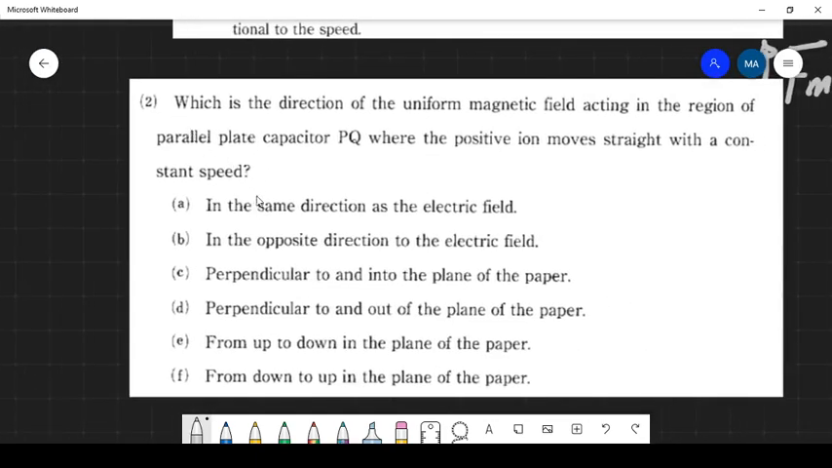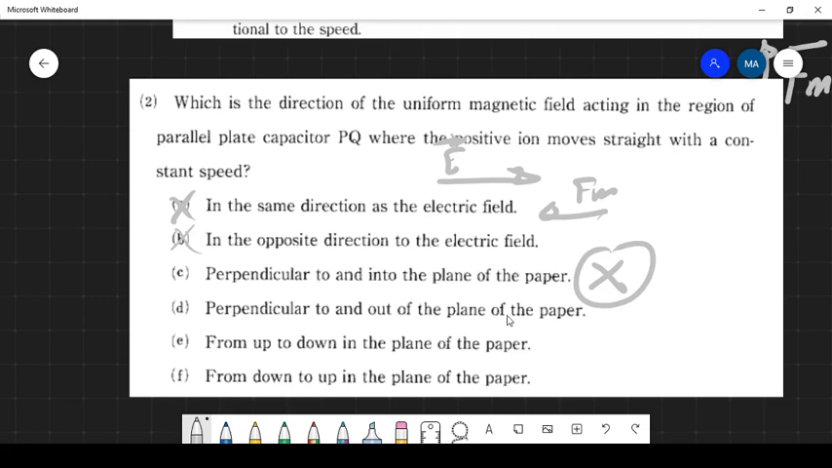Let's see what answer this is. In the same direction of the electric field? No, it's not. The electric field is there. Okay, this is the electric field. In the opposite direction of the electric field? No, the magnetic force is there, but not the magnetic field, so no. Perpendicular to and into the plane of the paper? It's telling you that it's going into your screen, so that's wrong.